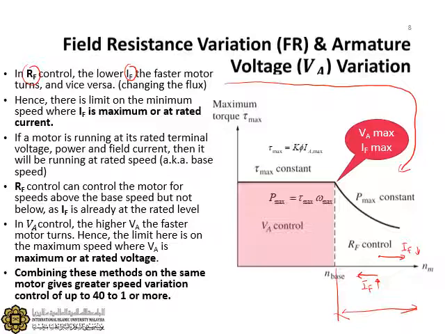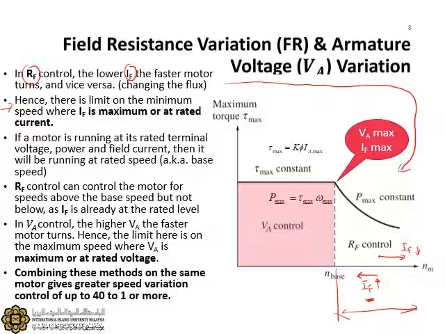Now if you look at the second bullet point here, there is a limit on the minimum speed, where IF is maximum or at rated current. Again, if you look at the graph, obviously there is a limit on this IF. You cannot keep increasing IF.